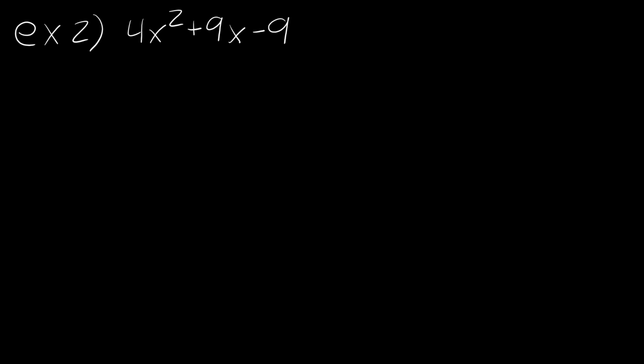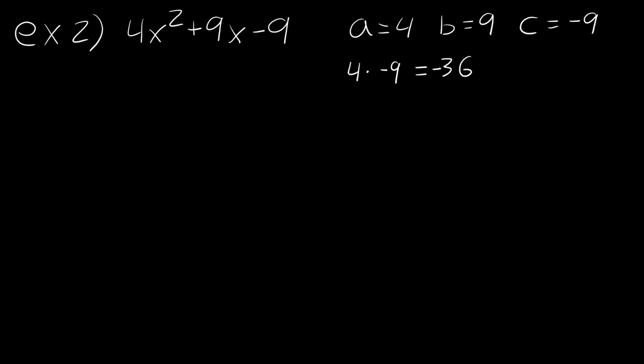Example 2, we're going to be factoring 4x squared plus 9x minus 9. So in this problem, a equals 4, b equals 9, and c equals negative 9. So 4 times negative 9, a times c, equals negative 36. And so we need to find the factors of negative 36 that add to 9. Well, we know that 12 times 3 equals 36.